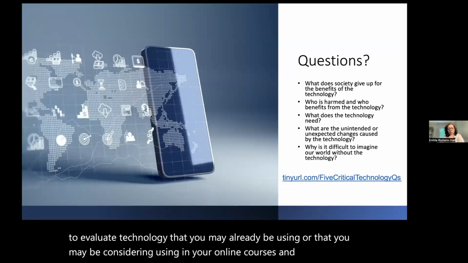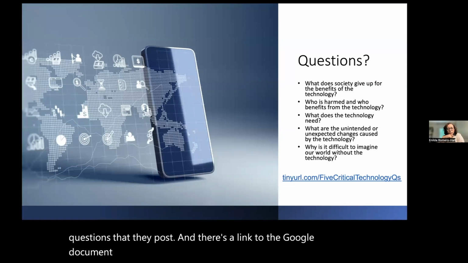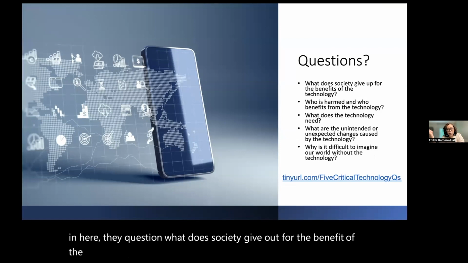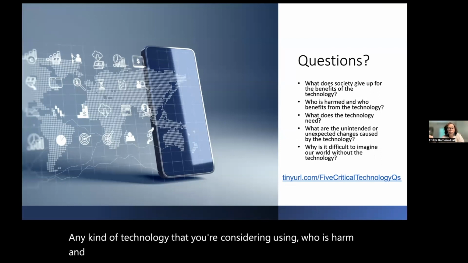And some of the questions that they pose, and there's a link to the Google document in here. They question, what does society give up for the benefit of that technology? And it can be any kind of technology that you're considering using. Who is harmed and who benefits from the technology? What does the technology need?